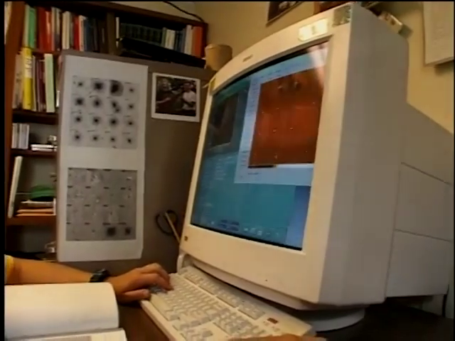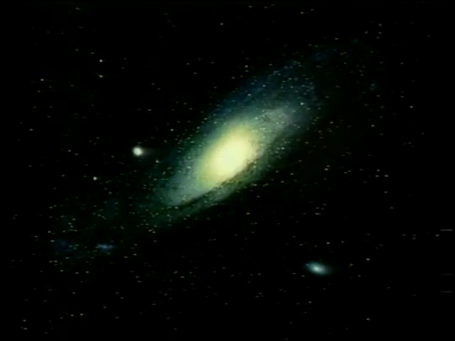Maybe you want to move a little bit further out towards the realm where I work in my research. We could talk about galaxies, like the Andromeda Galaxy, which is the nearest big galaxy to our own. It's so distant that it takes light 2 million years to get from it to us.